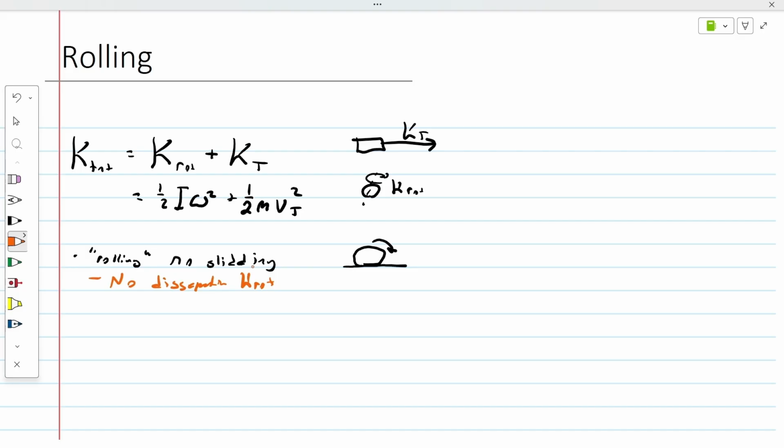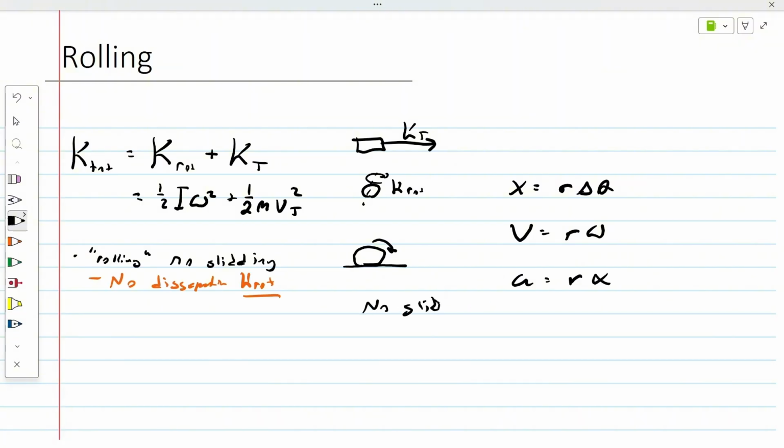But if there is sliding, then there is going to be some dissipation of this kinetic energy, and so you won't be able to relate it as conservation of energy. And so let's say we have a situation where there is no sliding, which means there's no slipping. We had these equations from before where the x distance equals r times theta, the velocity equals r times the angular velocity, and the acceleration equals r times the angular acceleration.